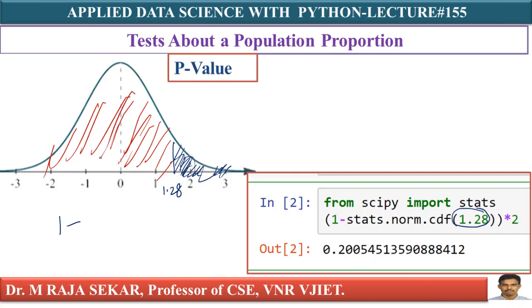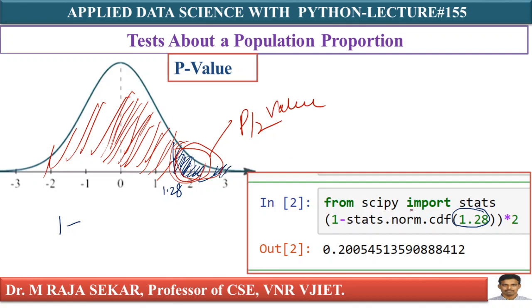If I subtract this red portion, I will get this part, isn't it? That is the part I need. The area to the right of 1.28 is my p value, actually half of the p value. That is p by 2, if you speak strictly. Therefore, how will I get this? 1 minus stats.norm.cdf, the cumulative distribution function, till 1.28. I will get all this area. From 1, I am subtracting this particular area, which means I will get this p by 2 value, if I speak strictly.